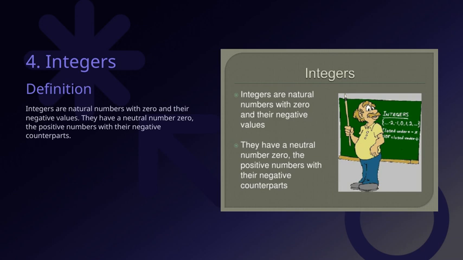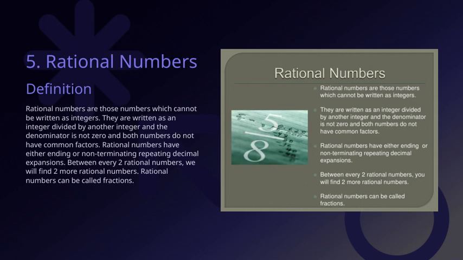Connecting this to our overall theme, understanding integers lays a solid foundation for more advanced topics in mathematics and real-world problem solving. Now, let's talk about rational numbers. These are the numbers that cannot be written as simple integers alone. Instead, they are expressed as a fraction, where an integer is divided by another integer. But it's important to remember that the denominator cannot be 0, of course, since division by 0 is undefined. Also, for the fraction to be in its simplest form, the numerator and denominator should not have any common factors.